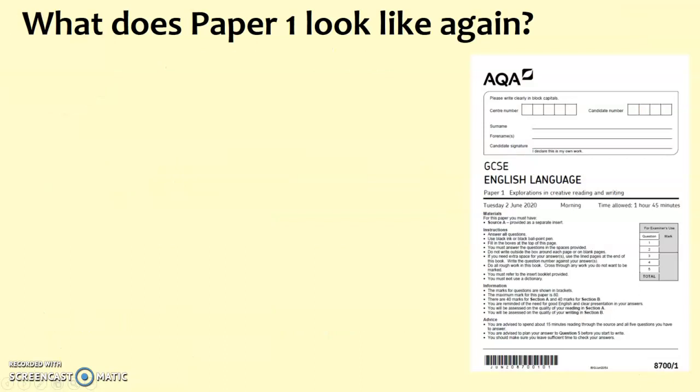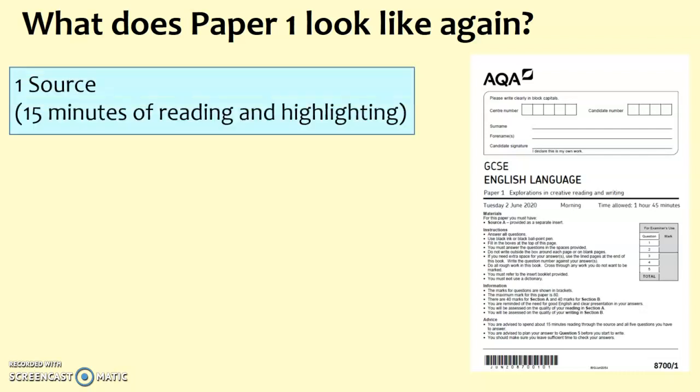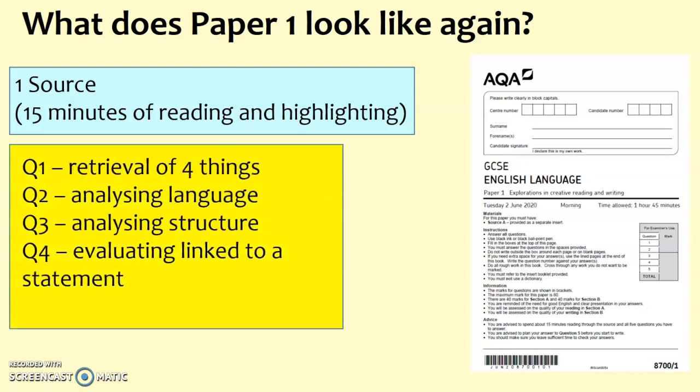So what does paper 1 look like again? Because this question is part of paper 1. Well, the outside of the paper looks very much like that, but on the inside you will find one source for this one. So this is the one where you have a piece of creative reading, what you might call a story if you were trying to be simple about it. And in the first 15 minutes of this exam, that's where you're going to spend time reading and highlighting that source, and then following that, section A, you're answering questions about that source.